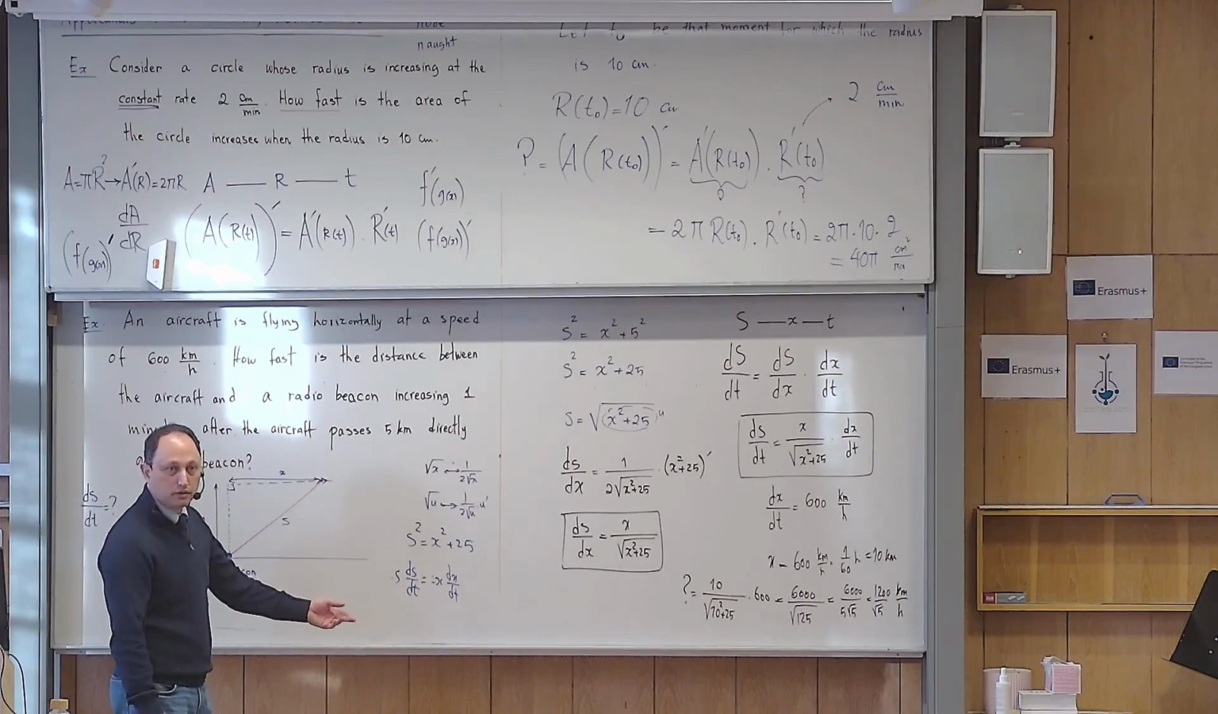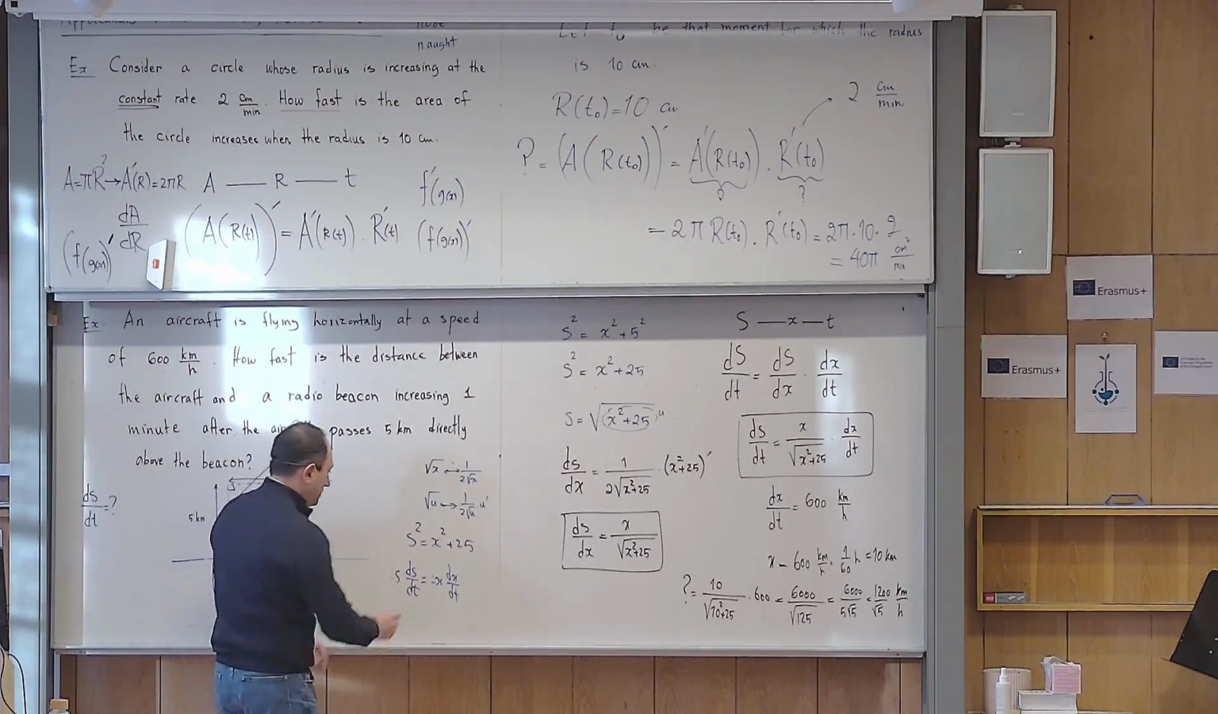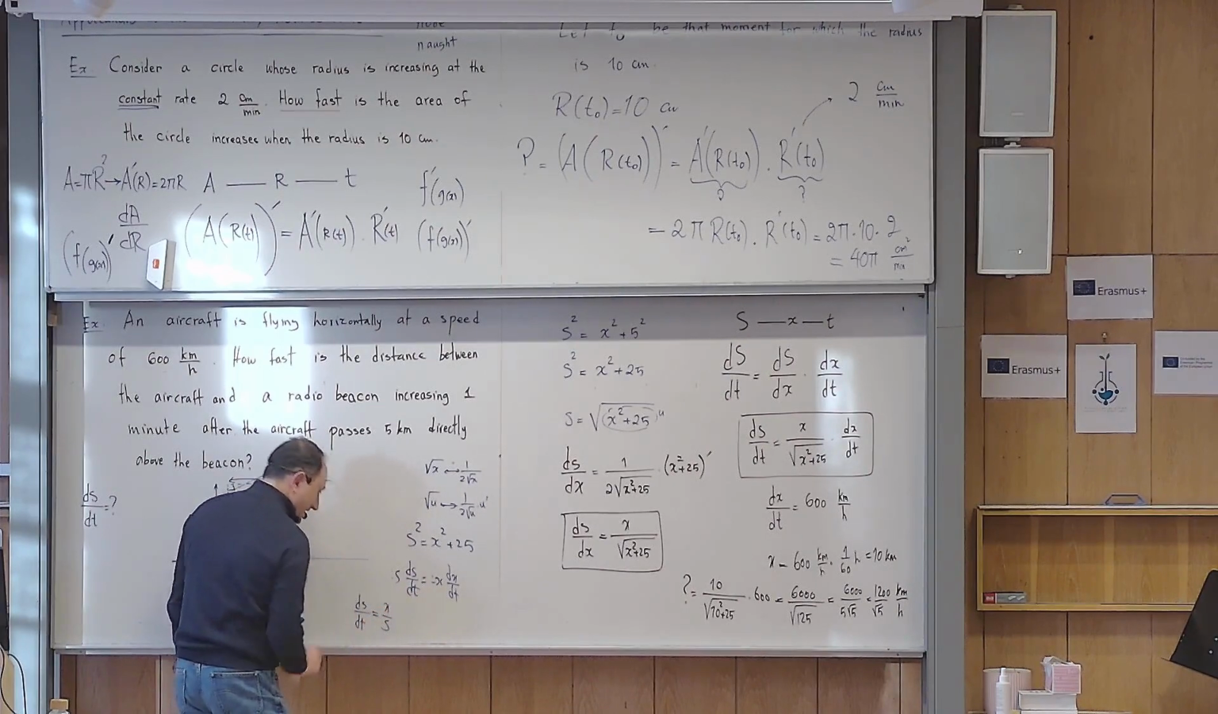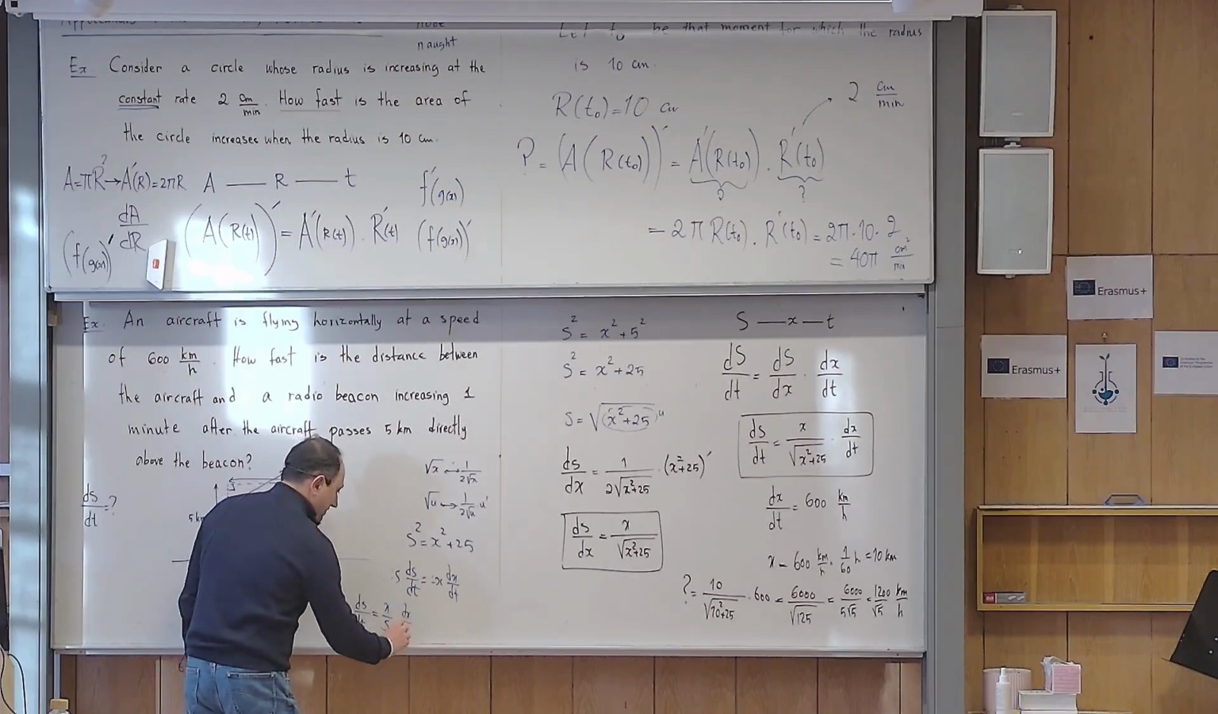It is better here. Okay? What is wanted? What is wanted? Of course, you see, there is not a big difference because then it becomes x over s times dx dt. Yes?